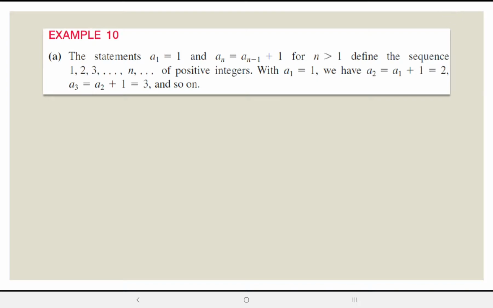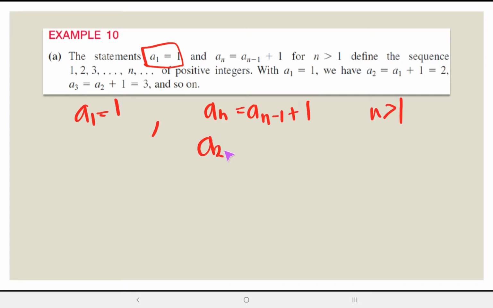So, the statement, yung unang term ng sequence natin ay a sub 1, and then a sub 1 equal to 1. And then, yung sa mga sumunod na terms, ganito na: a sub n equals a sub n minus 1 plus 1 for all n greater than 1. So, paano natin nahanapin si a2? Si a2 pala ay equal kay a sub 2 minus 1, which is 1 plus 1, which is equal to 2.